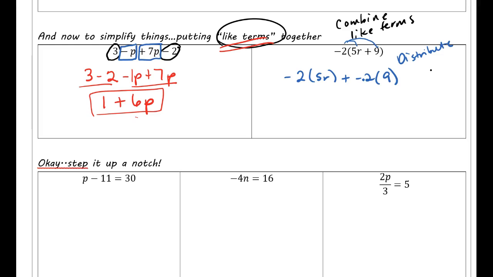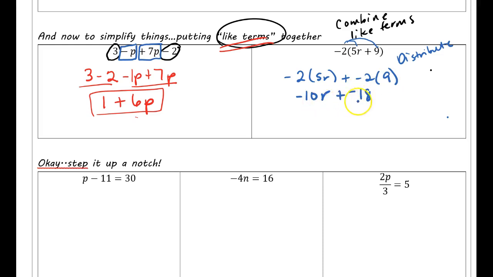So how do you multiply a number with a variable? Well, you just multiply the numbers that are in the front. So what is -2 times 5? Well, 2 times 5 is 10, and since one of them's a negative, the answer's a negative, and then I just recopy my r. So that's how you multiply numbers with variables, okay? Plus, back here, a -2 times 9, well, 2 times 9 is 18, but one of them's a negative, so the answer is a negative.